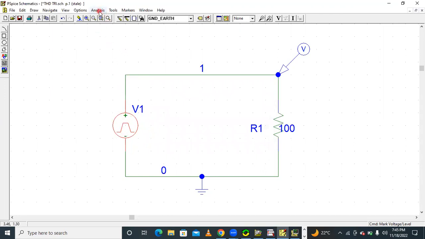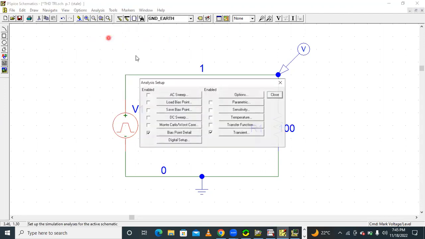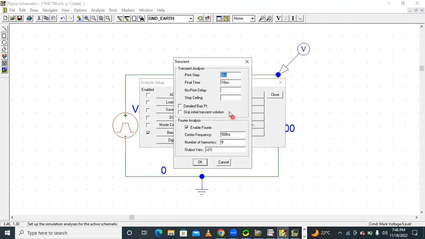these settings of the V pulse, go for Analysis, Setup, enable Transient, and go to Transient. Print step, for example, 2 milliseconds, and final time is 10 milliseconds. Similarly, enable Fourier series. Center frequency is equal to 500 Hz, and the number of harmonics is 9. The output variable is V of 1.